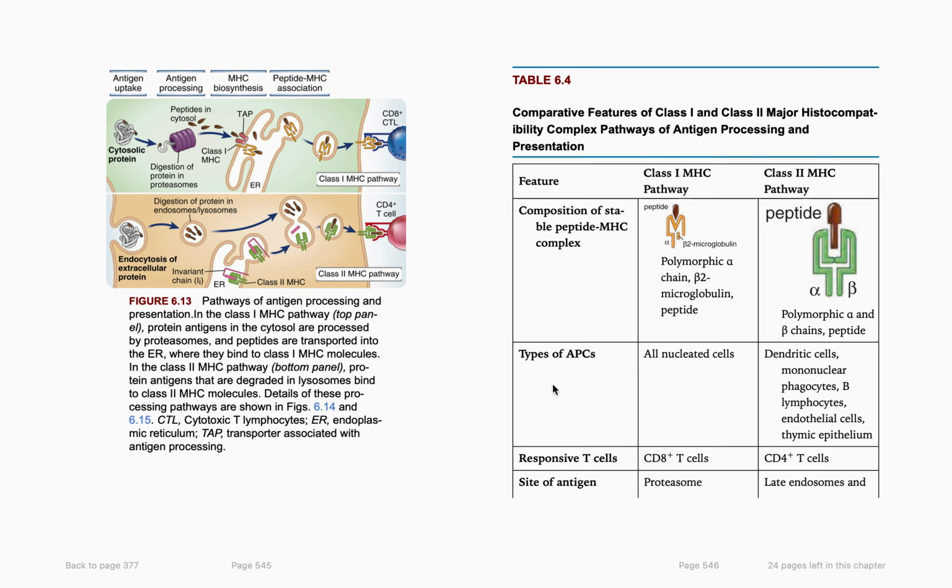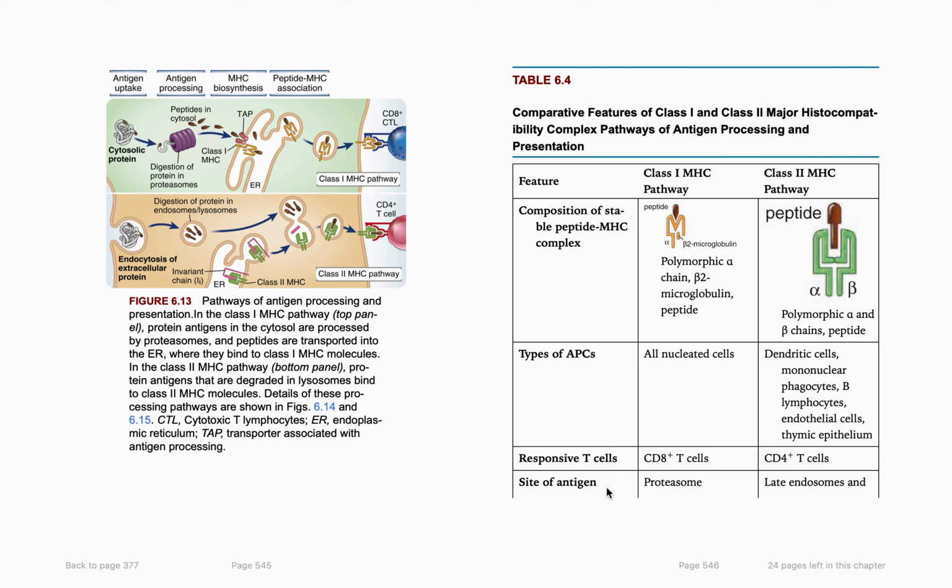Types of antigen presenting cells: here, all nucleated cells. And here they are very specific. Only those professional cells can do this: the dendritic cell, the mononuclear phagocytes, B lymphocytes, endothelial cells, and thymic epithelial cells. These are the ones that are able to present.